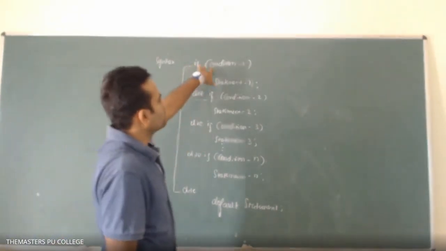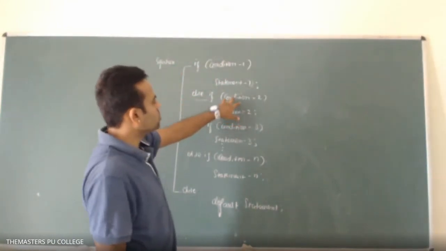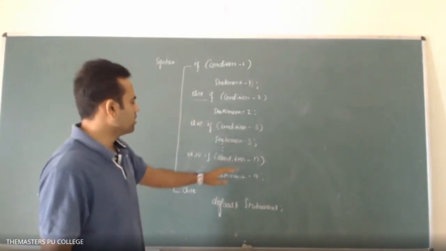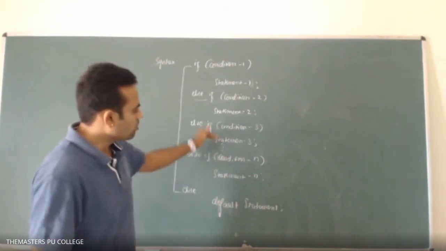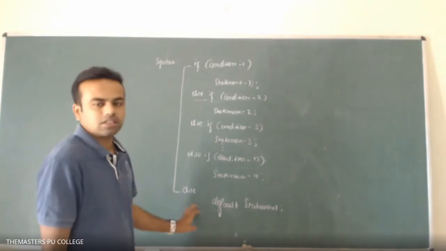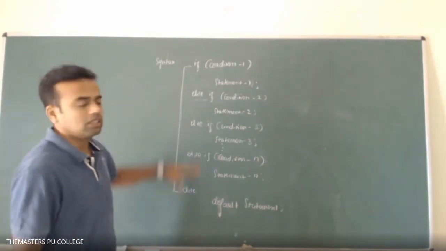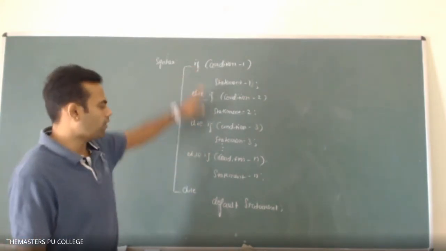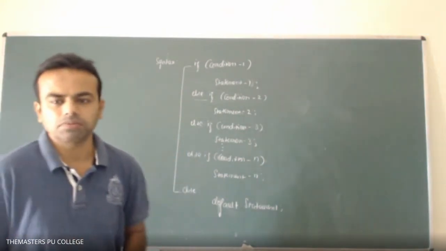If condition 1 is true, statement 1 will execute. If condition 2 is true, then statement 2 will be executed. If condition 3, statement 3 will be executed. If condition n, statement n will be executed. You can write multiple conditions and multiple statements, and finally you need to write else, that is the default statement. If all the conditions are false, then the last else part will execute, and that statement will be printed out.